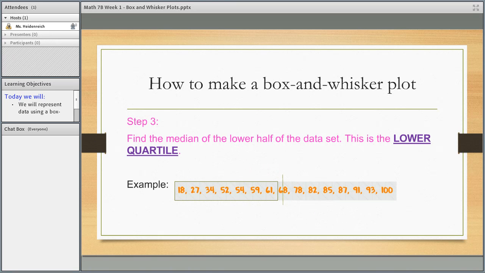So here's our data set again. My median was 68, and there's kind of a line through 68. We do not include that number when finding the median of the lower half of the data set. So now I'm only looking at these numbers, 18 all the way up to 61. And I'm going to find that middle number again because I'm just finding the median. And I end up with 52.